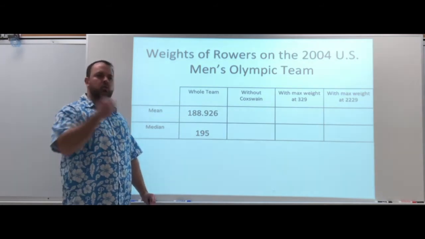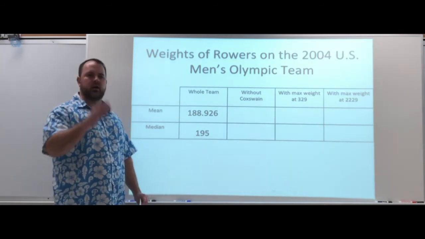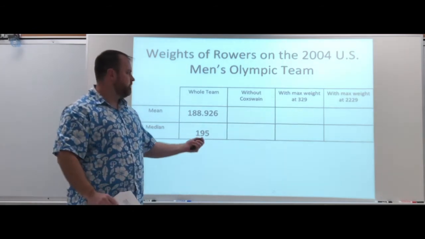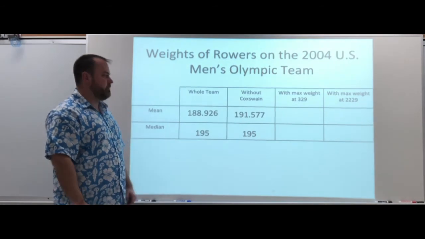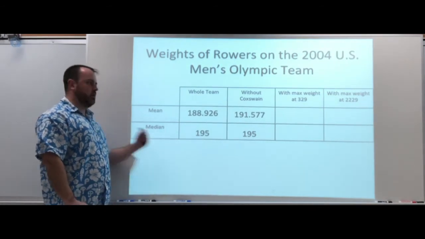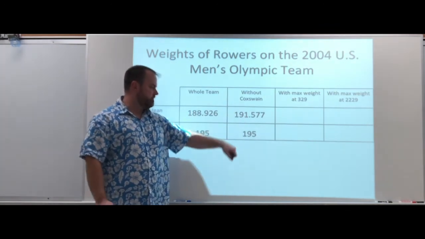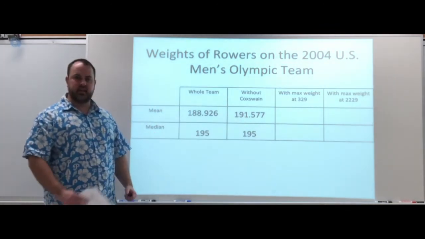Taking one away, taking out the outlier: does that move the position, where does it move it to, and how will it move it? So here's what happens to our numbers. If we take out a low outlier, our mean goes up to 191.577. Our median stays the same.